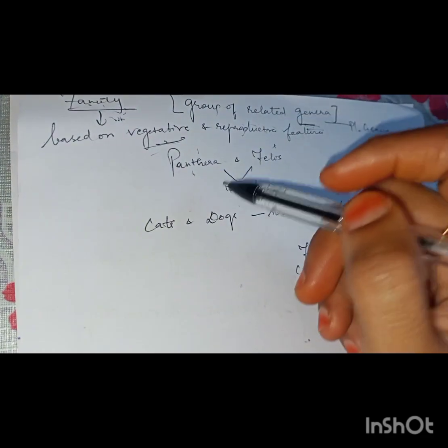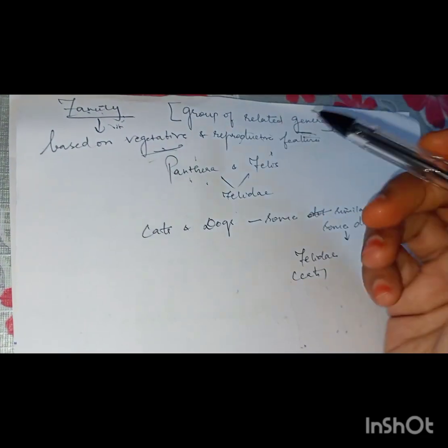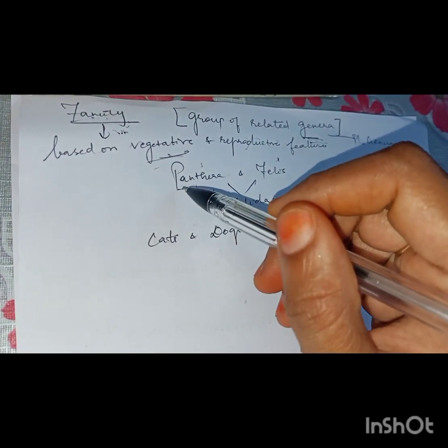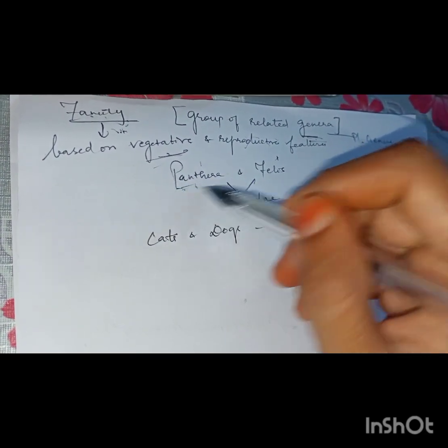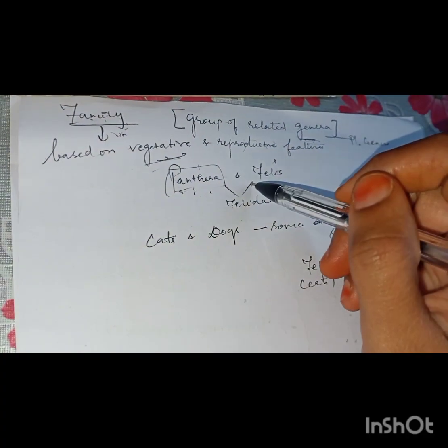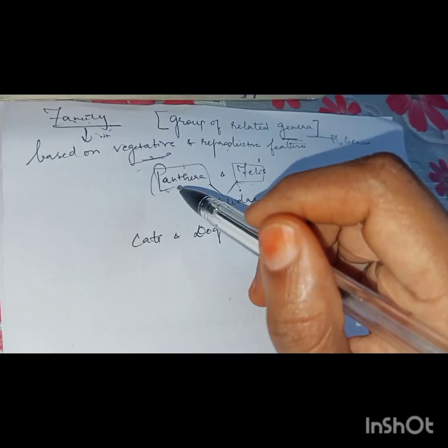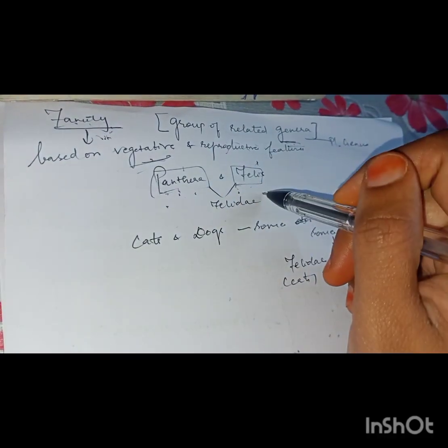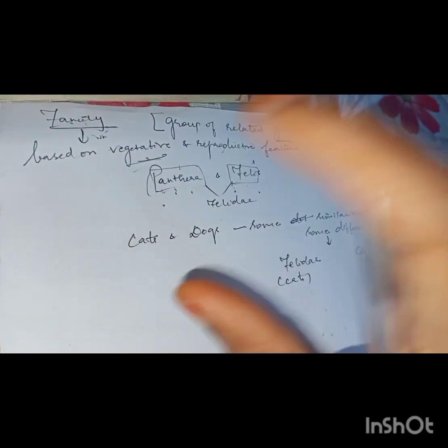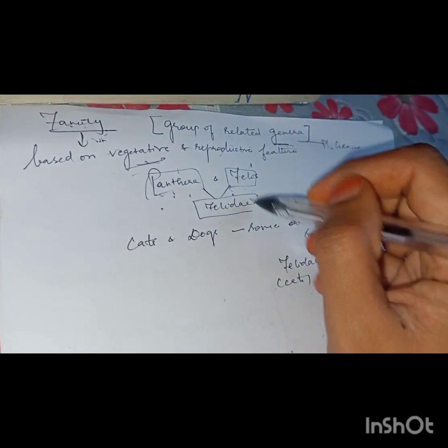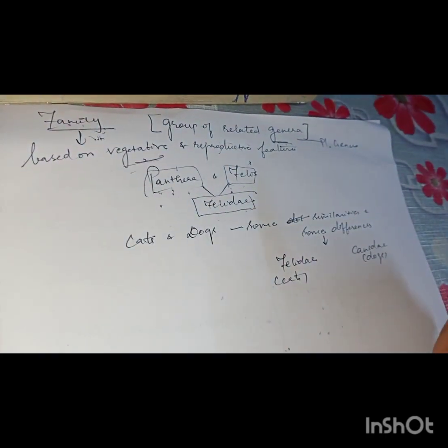And let's have the same example so that it will be easy for you to understand. So already we have seen tiger, leopard and lion are placed under this genus Panthera, and cats are placed under Felis. But we know both the Panthera genus and the Felis genus have more similarities, and hence they are put together under family Felidae.